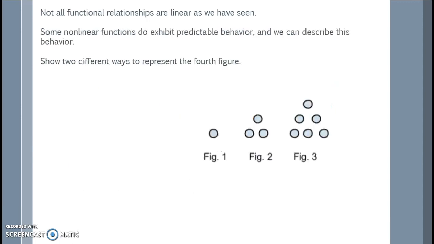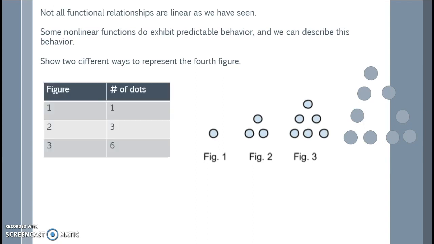Some nonlinear functions do exhibit predictable behavior, and we can describe this behavior. Show 2 different ways to represent the fourth figure. I see that as each figure is developing, I'm adding another row of dots in the amount of the figure itself. So my fourth figure should have the original dots plus 4 more.